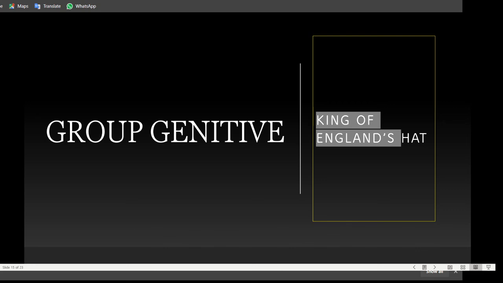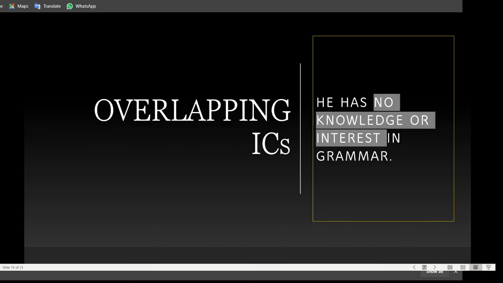Then there is overlapping ICs. He has no knowledge or interest in grammar. Here when we make a second cut, no becomes possible only to one word, that is knowledge, and the meaning is not clearly brought out.